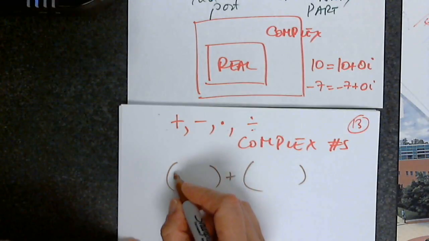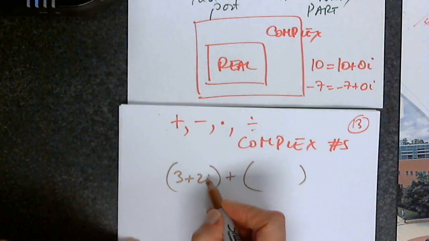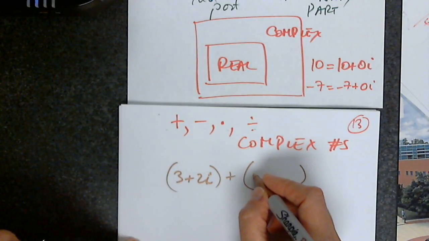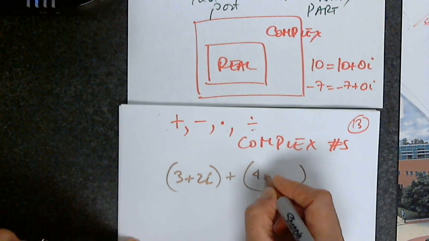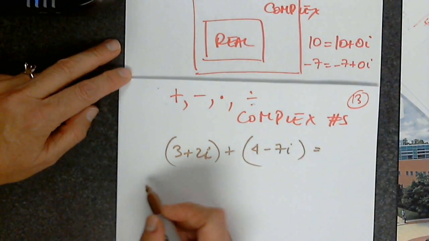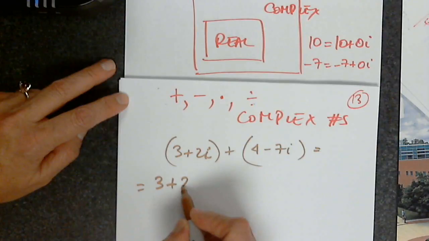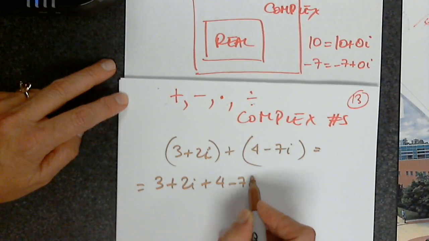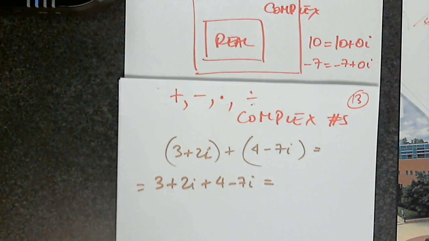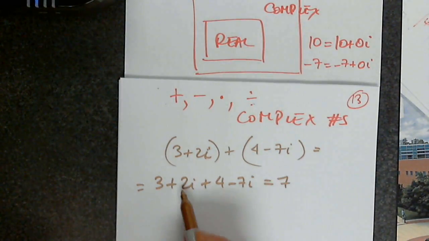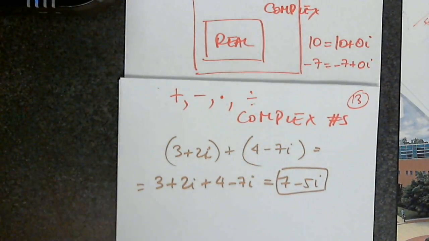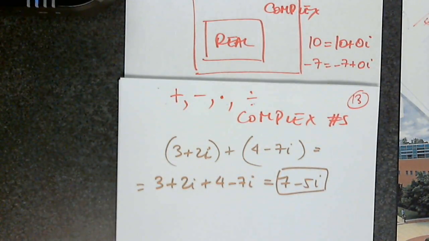So give me 2 complex numbers that you would like. Say it again. 3 plus 2i. 3 plus 2i, and let's use some negatives too. Let's say 4 minus 7i. So how do I add these? Very simple. Just combine like terms. 3 plus 4 is 7, and 2i minus 7i is negative 5i. Done. We just combine like terms.